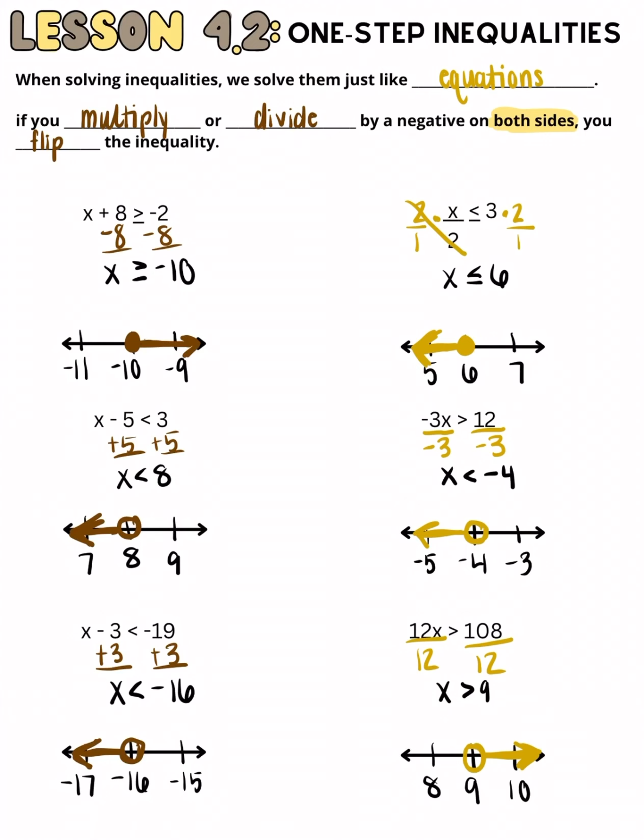And so that's it. Remember, when we're solving one-step inequalities, we solve them just like an equation. The only thing we have to pay attention to is if we multiply or divide by a negative on both sides, you have to flip the inequality or your answer is going to be wrong and your solution set's going to be wrong. So that's it for lesson 4.2.